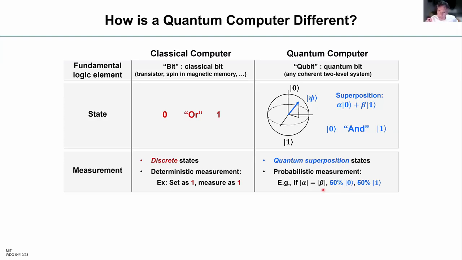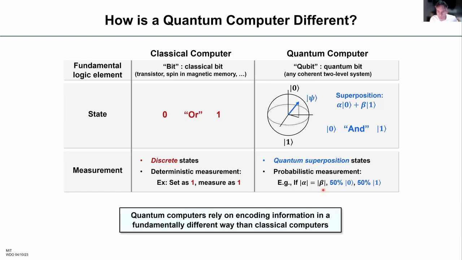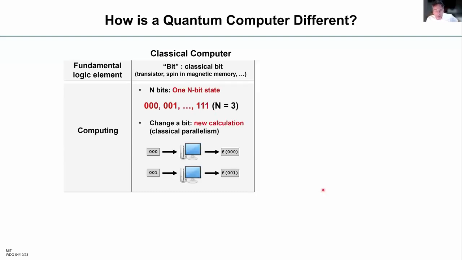And you could go back to the equator at the same point and do the measurement again, and it will be, again, completely random whether you go to the North or South Pole. So what this means is that quantum computers rely on encoding information in fundamentally different ways than classical computers. So what's a consequence of this?